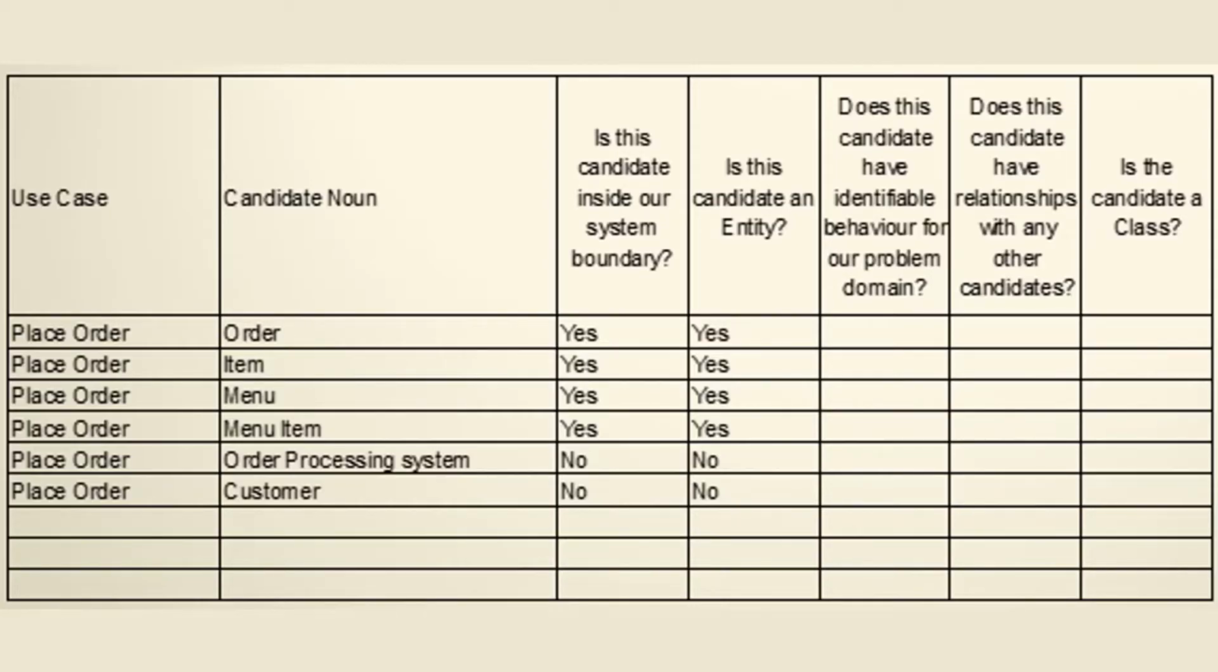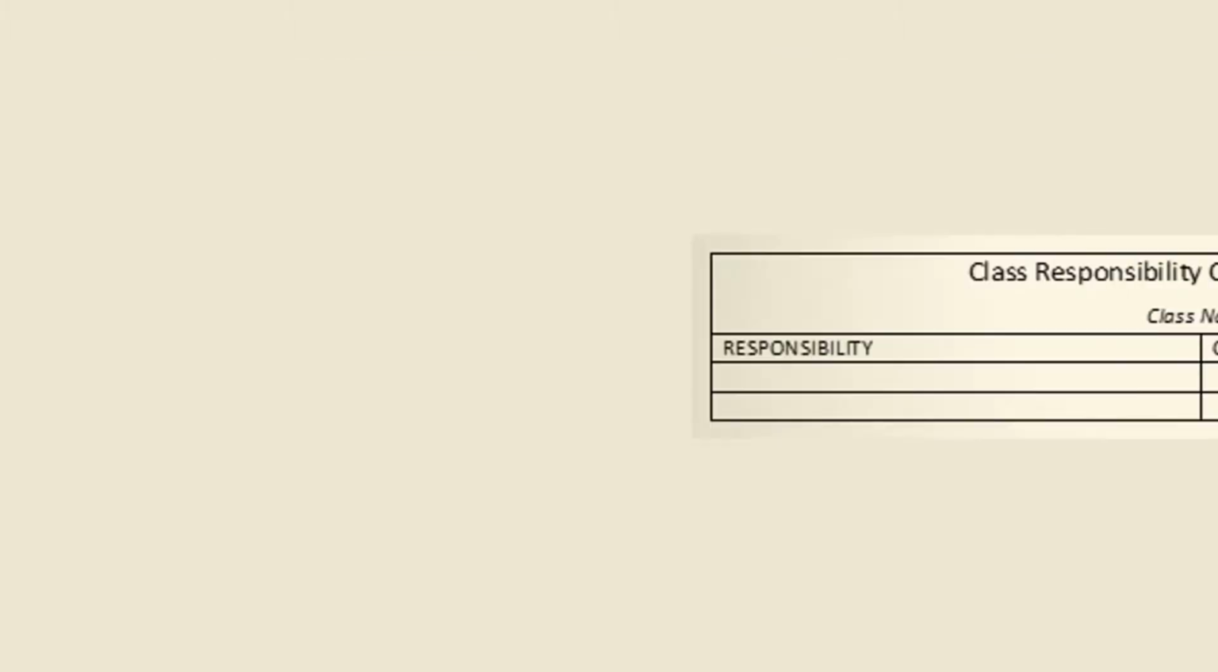As an example, for the place order use case, we've identified the order, the item, the menu, the menu item, order processing system, and customer as candidate nouns. The order processing system and customer are not inside the system boundary, and they also do not conform to the definition of an entity, because we don't want to maintain information about them inside our system. The order, the item, the menu, and the menu item are candidates inside our system, and they conform to the definition of an entity.